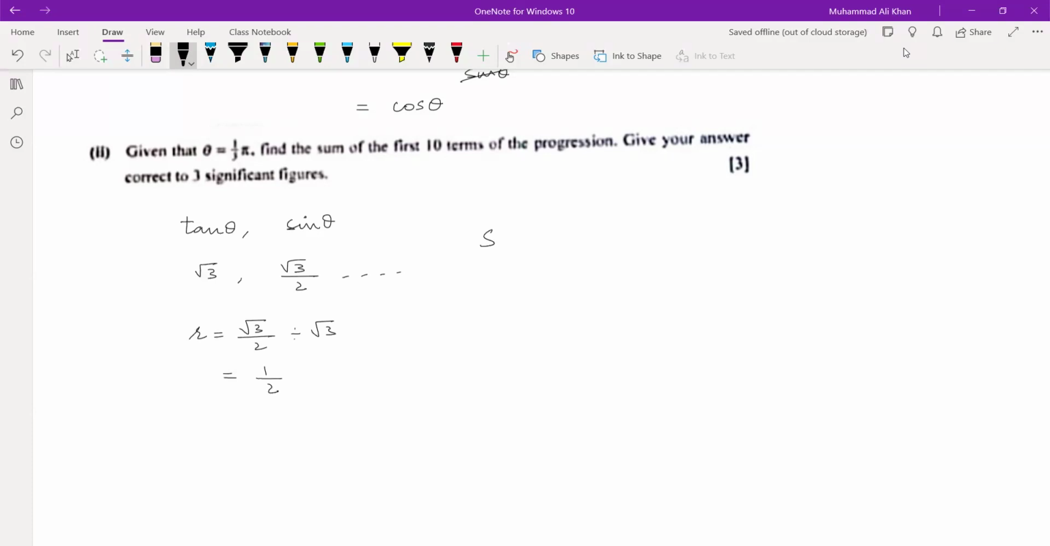So now S10 equals a into (r to the power n minus 1) over r minus 1. So by using your calculator, just calculate the result correct to 3 significant figures.